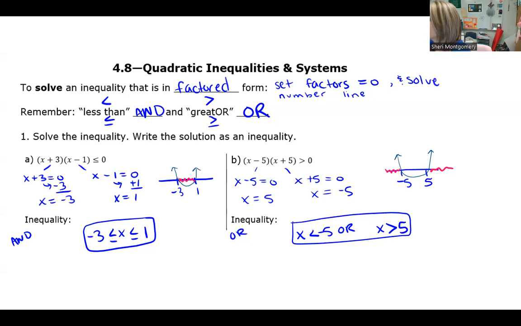And you use and or or depending on the sign in the equation, whether it's less than or greater than. You can also pick a number and plug it in and check to see if it's true. Like this first one, a number between 1 and negative 3. There's a bunch of numbers. You could pick 0 if you wanted to. If you plug 0 into the equation, it will make the equation true. That's one way you can test and see if you wrote it correctly. But that is it.